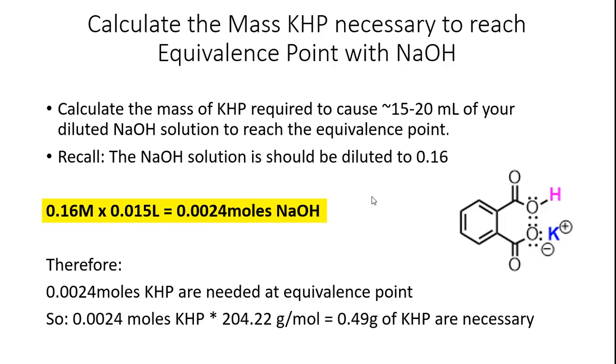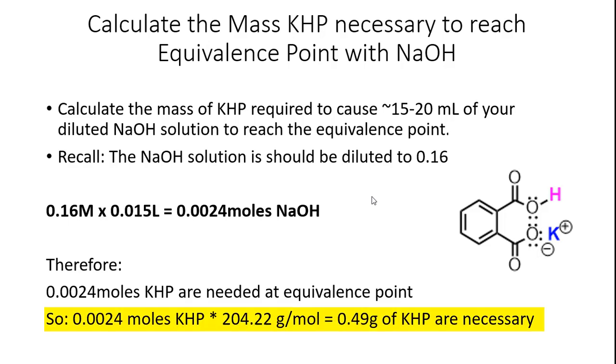So therefore, if we're talking about the equivalence point, that's the point where the moles of acid and base are equal. So 0.0024 moles of KHP are needed at the equivalence point, right? So we can convert moles into grams by taking the molecular weight of KHP, which is 204.22, multiply that by the number of moles, and we see that we need 0.49 grams of KHP. That's how much is going to be required to cause 15 to 20 mL of the dilute sodium hydroxide solution to reach the equivalence point.